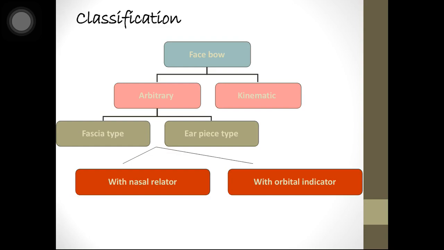In the kinematic face bow, the exact opening axis of each individual patient is recorded, but in the case of an arbitrary face bow, either the external auditory meatus or a specific point along the external auditory meatus is recorded for every patient. The same point is used for every patient, but in the kinematic face bow, the exact opening axis of that patient is recorded.